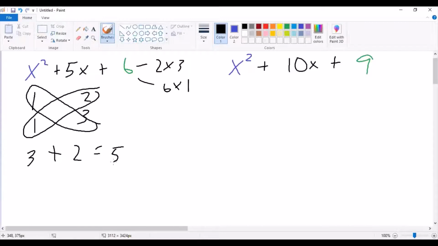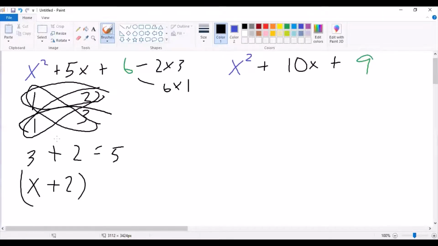So now how we're going to write the factor out is we're going to write it horizontally. So it's going to be x plus 2, and we're going to have x plus 3. As you can tell, we just count this left side as the x, and then the right side corresponds to what we have over here. I'm going to do another question with you, and hopefully it makes it a little bit clearer.